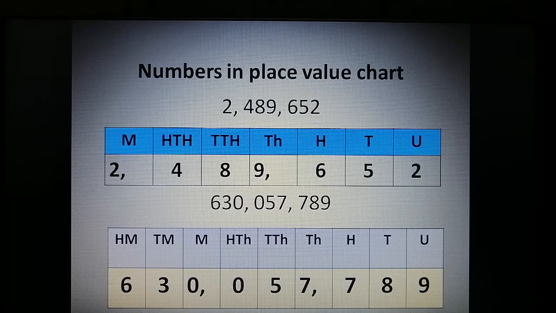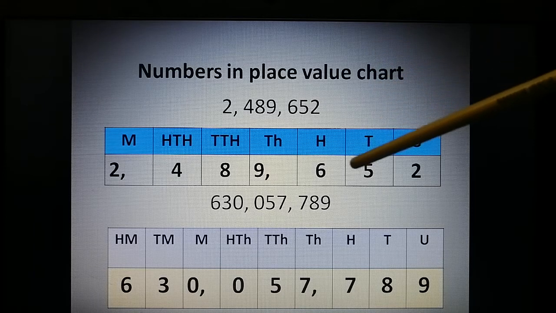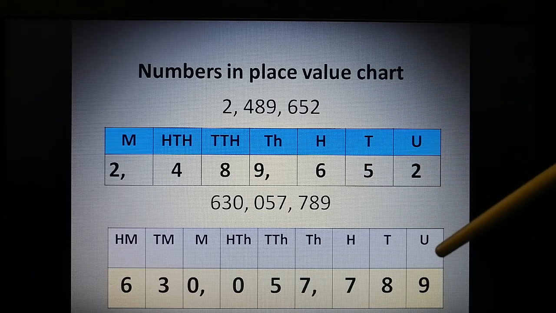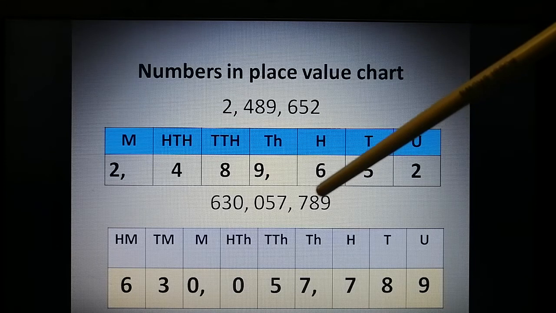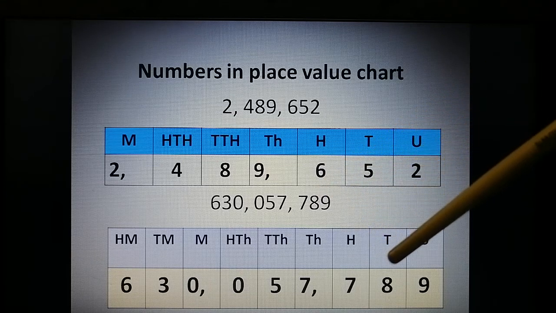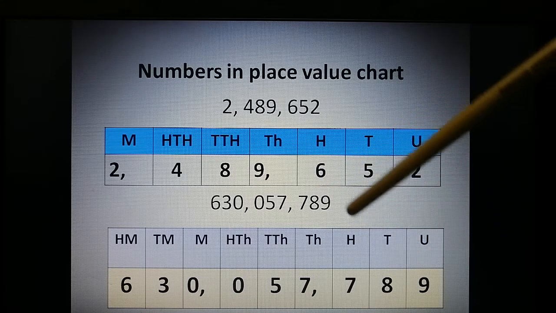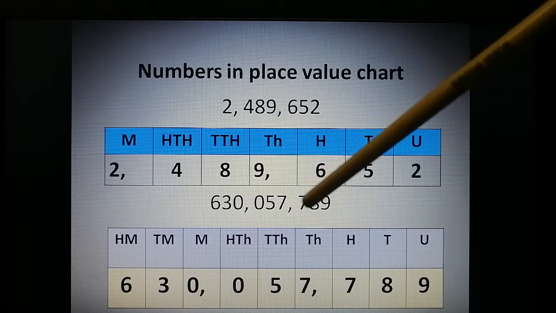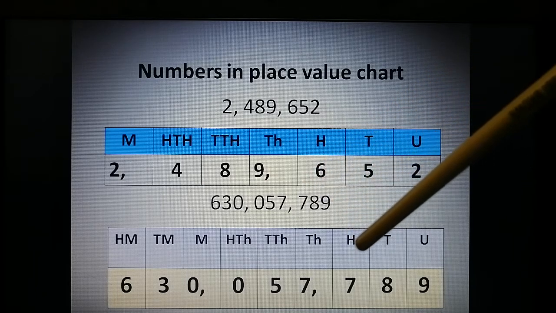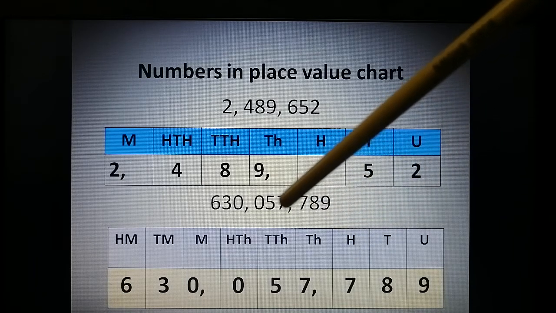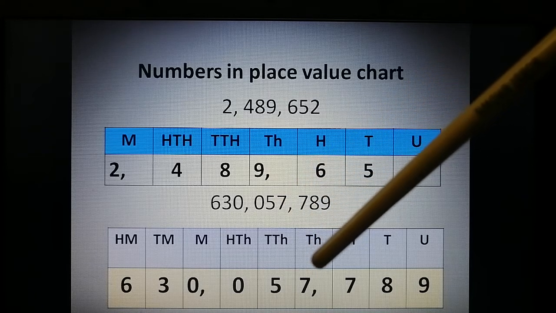So in this number, how many units, or how many ones, do we have? 9. So I am writing 9 in this box. How many tens do we have? 8. So I am writing 8 in the tens box. How many hundreds? 7. So I am writing 7 in the hundreds box. How many thousands? 7. So I am writing 7 over here.